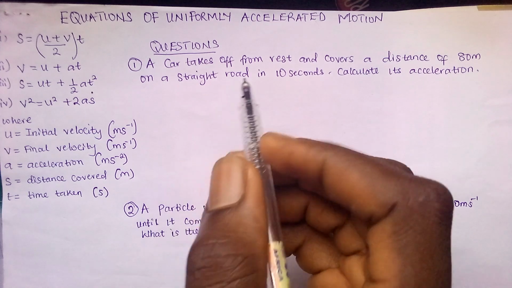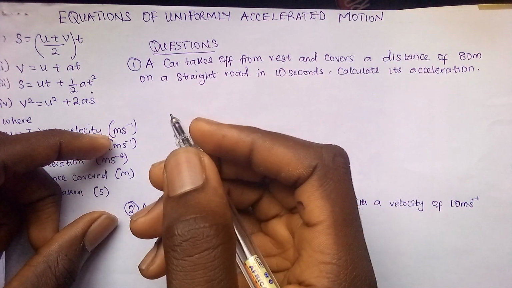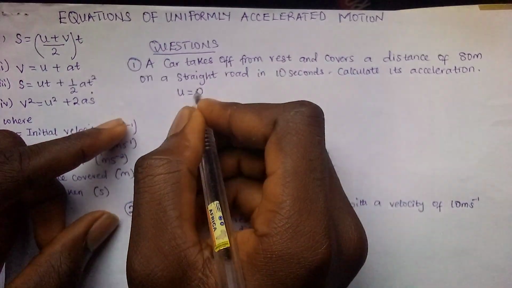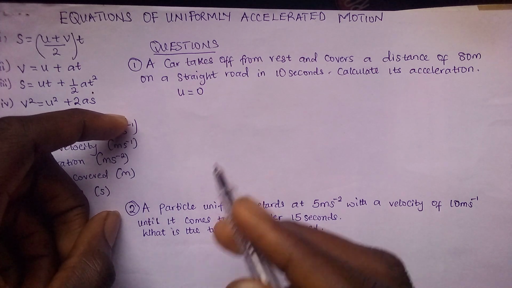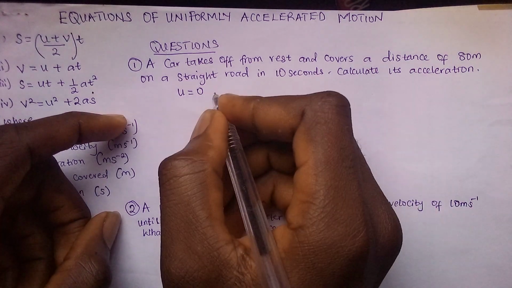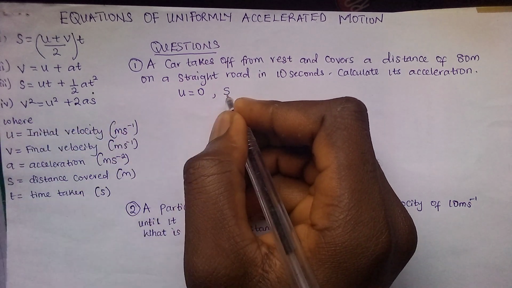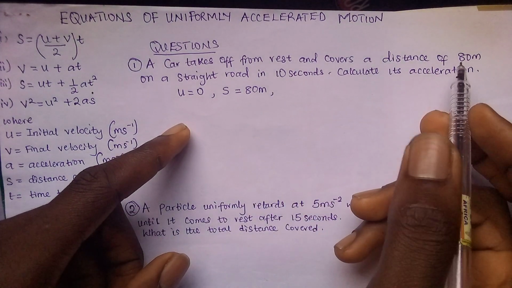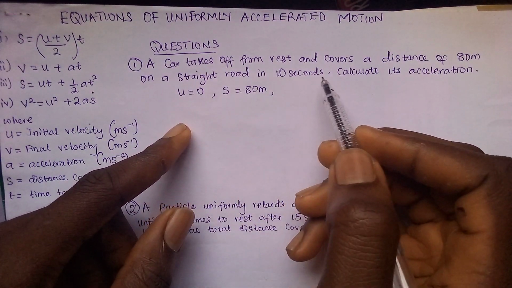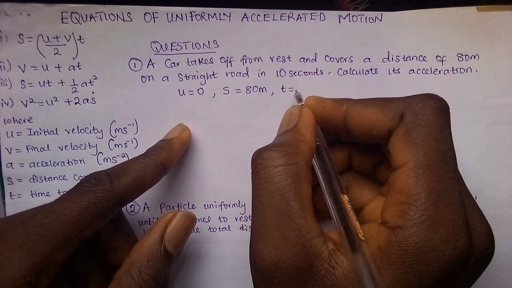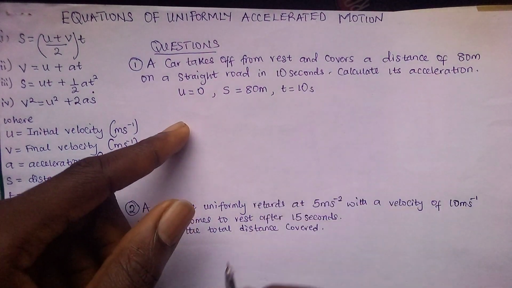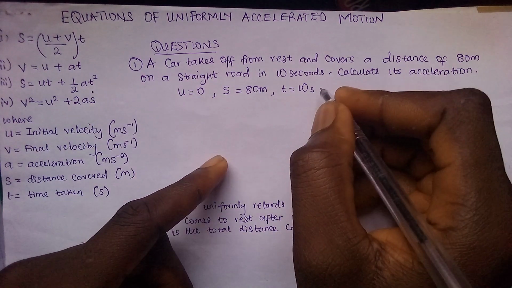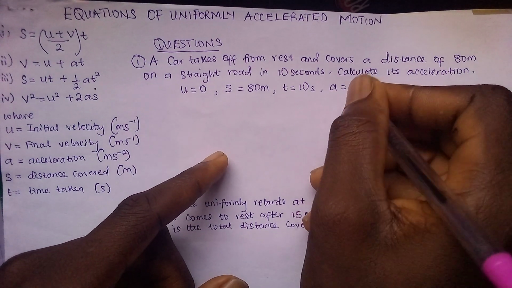And it says that a car starts from rest. Since the car starts from rest, we can say that the initial velocity u is equal to 0, and then it covers a distance of 80 meters. Distance, which is represented with symbol s, equals 80 meters, on a straight road in 10 seconds. The time t is equal to 10 seconds. And we are told to calculate its acceleration. So the acceleration a is unknown.